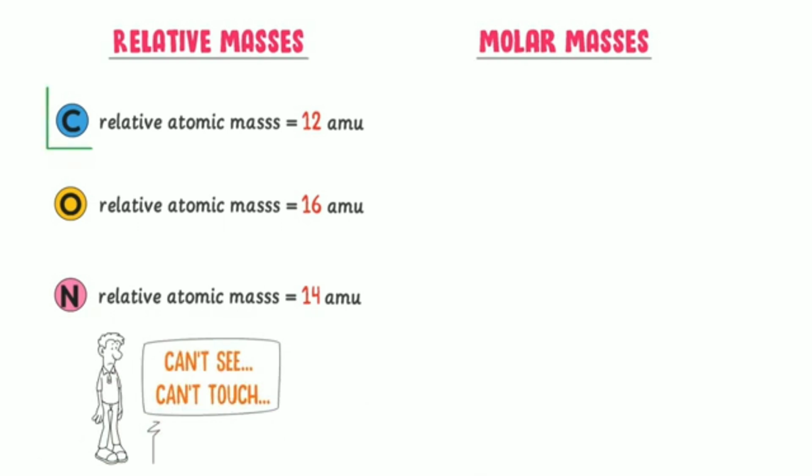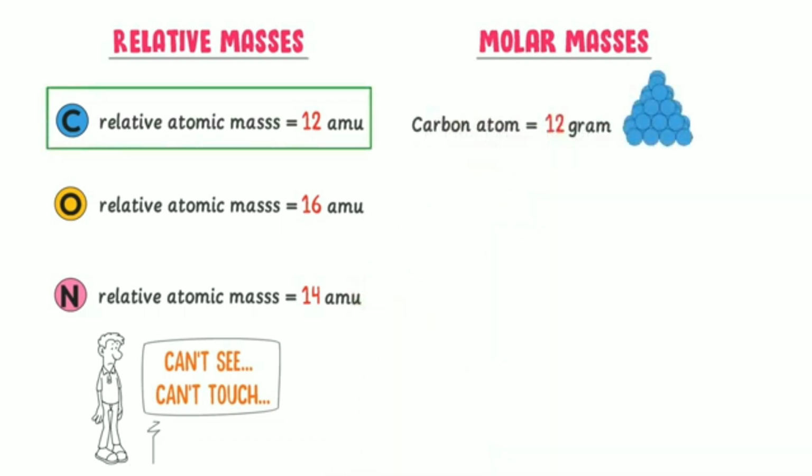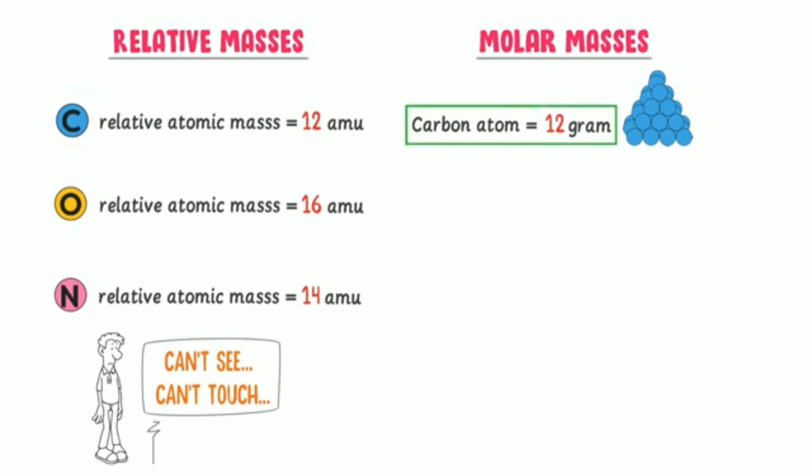For example, I cannot touch and see one atom of carbon or 12 AMU of a carbon atom. Now to solve this issue, scientists put forward the concept of molar masses. Now instead of 12 AMU, I take 12 grams of carbon. In 12 AMU of carbon, there is only one atom of carbon, while in 12 grams of carbon, there are 6.023 × 10^23 atoms of carbon present.